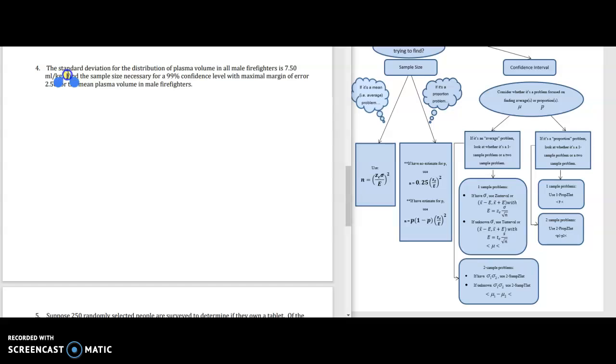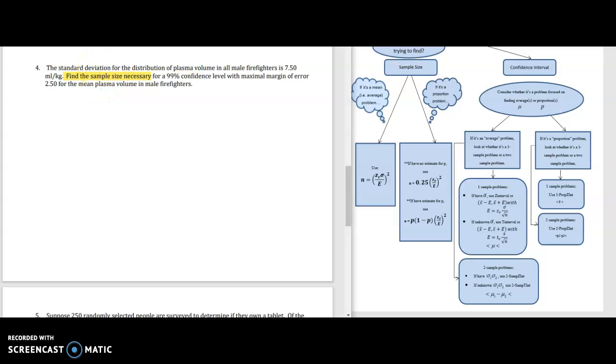Okay, this problem is very different than what we just saw in the earlier problems. Nowhere does it say find a confidence interval. It does say the word confidence, but it doesn't say find a confidence interval. This problem is a sample size problem. It's saying how many people should I have in my study?